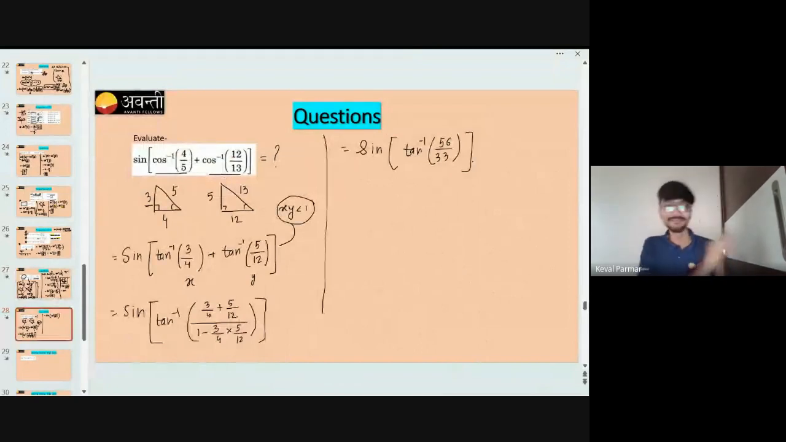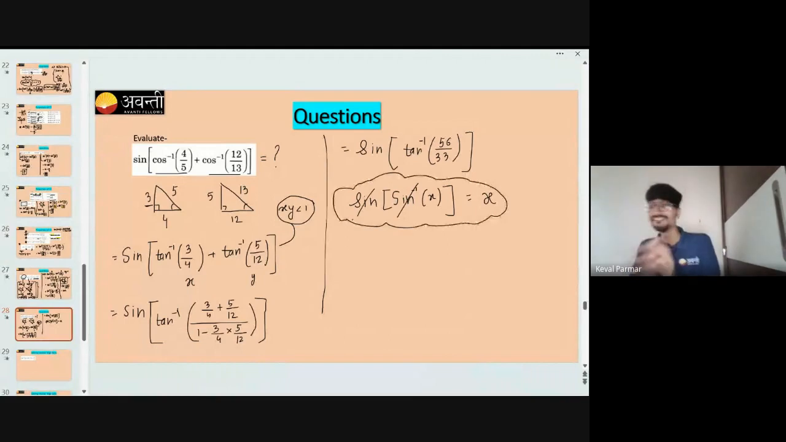So now, since we need to find the value, it is time for us to use the second property. The second property, if you remember, says that sine of sine inverse of x basically is x. We can cut this. So if we want to use this second property, what do we need to do? We need to convert this tan inverse again into sine inverse. So again, we have to make a triangle.